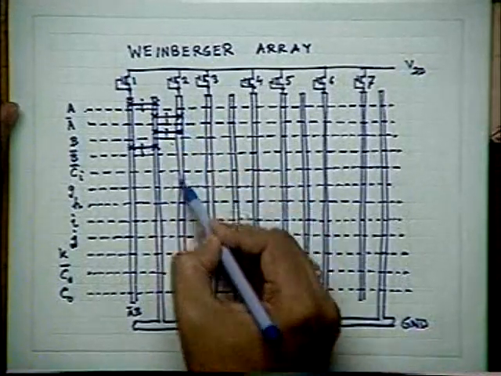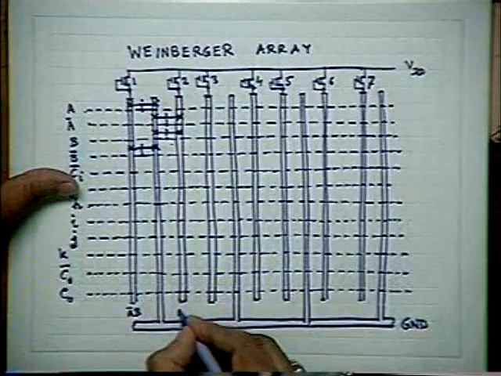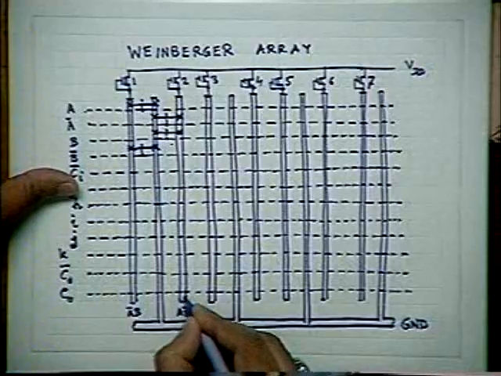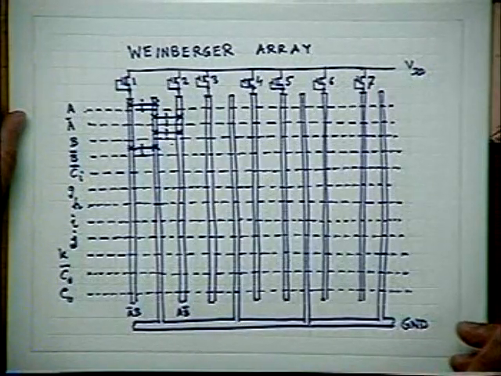At the second node, this line, what am I producing now? Simply A B bar. This is being produced here. All right?